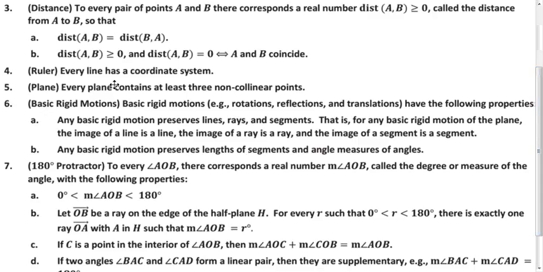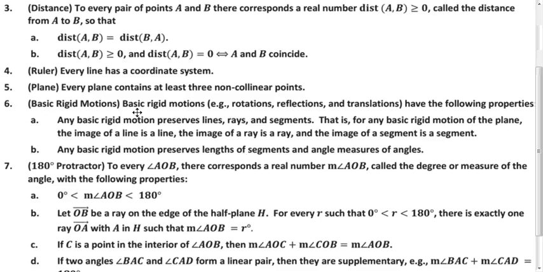Number 4 is just saying that you can take any line and turn it into a number line. Number 5 is saying that if you have a plane, you can always find at least 3 non-collinear points. So 3 points not in the same line. So you can always have a triangle on the plane.